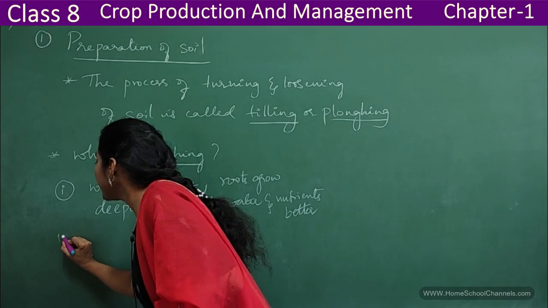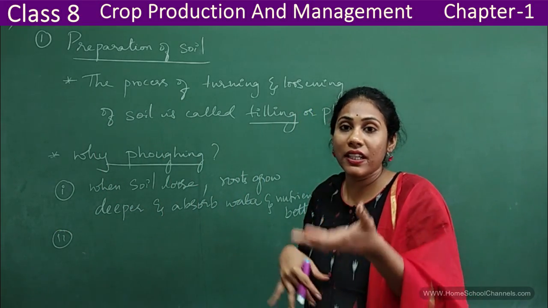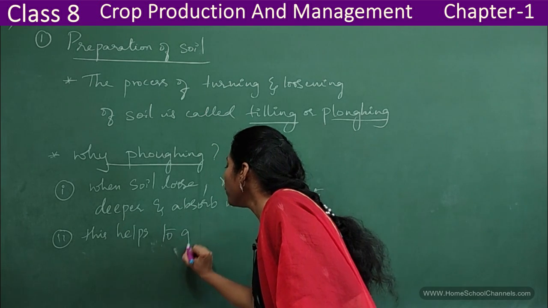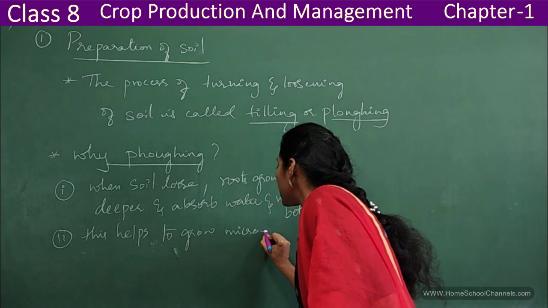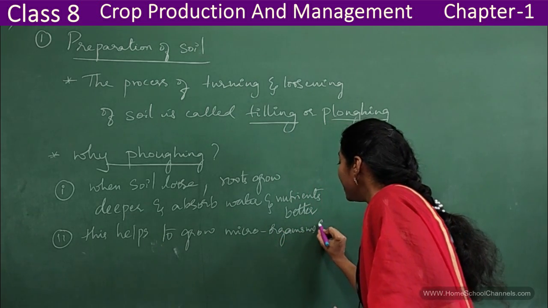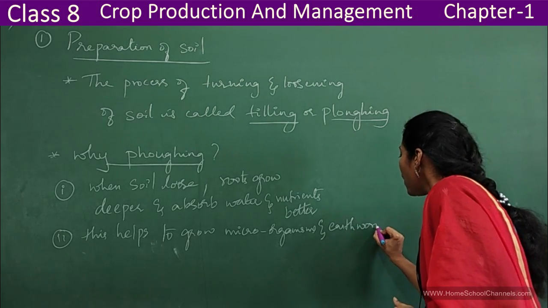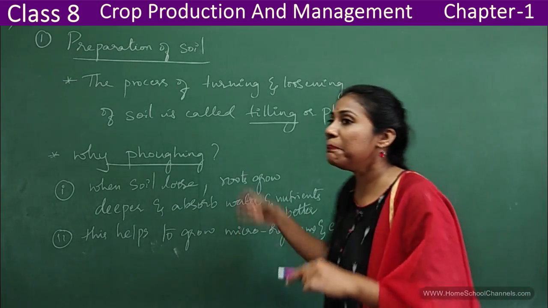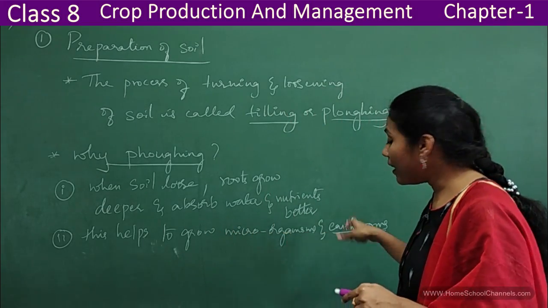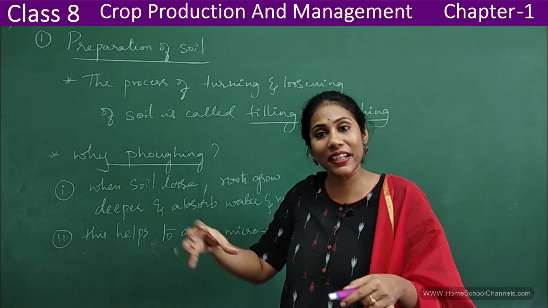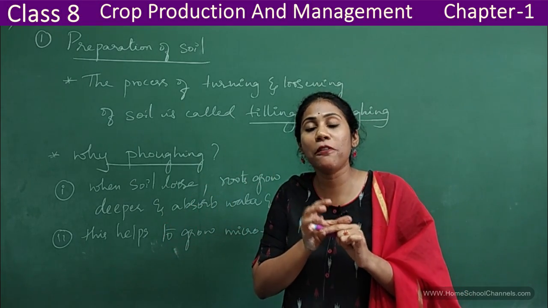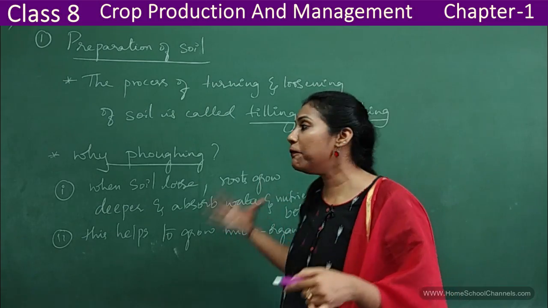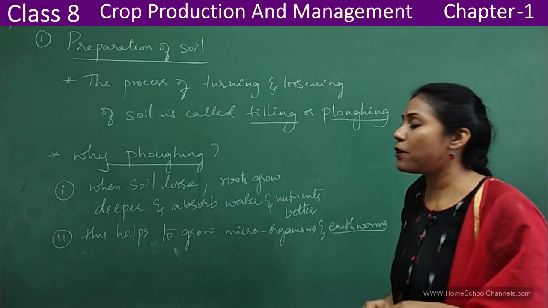And coming to the second point, when the soil is loose and when you turn the soil, plowing helps to grow microorganisms and earthworms. What is the use of earthworms or microorganisms in a soil? It is these microorganisms and earthworms which help the roots to grow deeper. Earthworms make the soil very much loose. Say you have made the soil loose by ploughing, and that creates the formation of microorganisms, or earthworms will come in that place, and earthworms make the soil much more loose, and it will help the roots to grow deeper, and it will help for the better absorption of water and minerals.